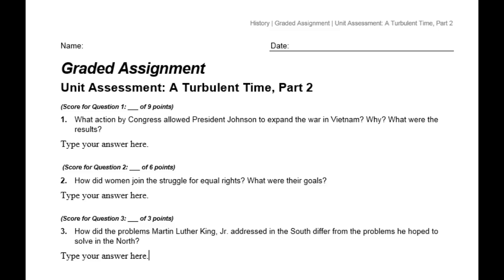here are the questions that I'm asked. Number 1 says, what action by Congress allowed President Johnson to expand the war in Vietnam? Why? And what were the results? So here I have 3 different questions in number 1 that I need to make sure I answer. I need to know what action, why, and what the results were. So I'm going to try to answer those 3 questions.